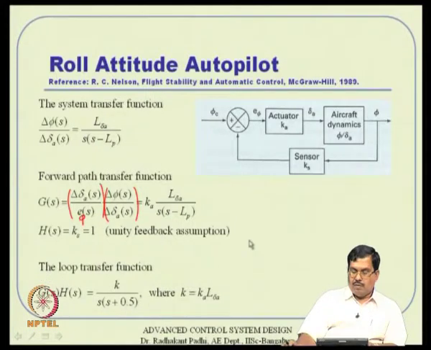Now, the open loop transfer function: G of s is known to us, H of s is known to us. So, G of s times H of s is nothing but that. So, H of s being 1, it is simply G of s. Okay. Now, these two gains I can multiply together and define something called K. If I define the multiplication K times L delta A as K, then my open loop transfer function takes the form K by s into s plus 0.5. So, obviously, you have a pole at location 0, and you have a pole at minus 0.5. Okay.